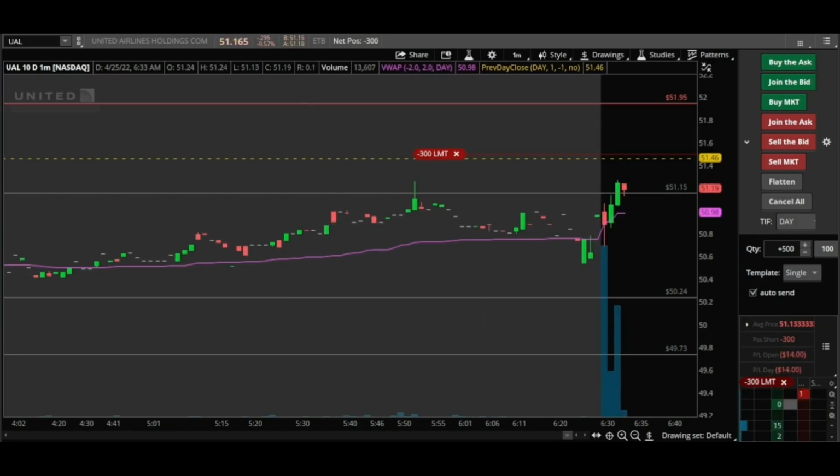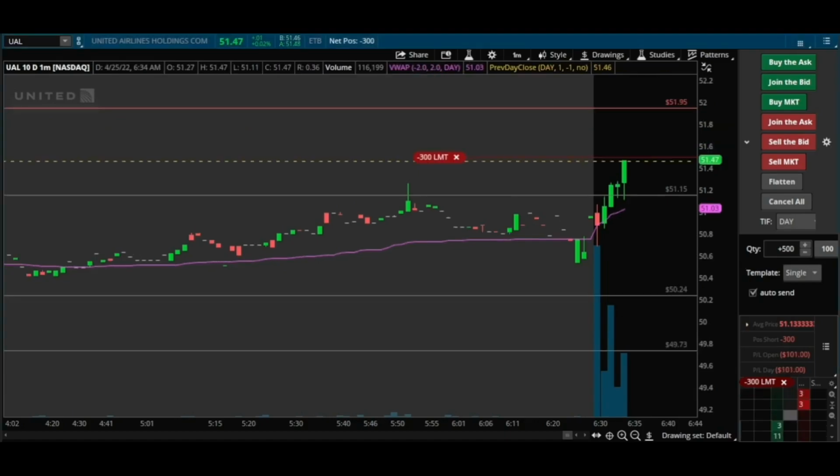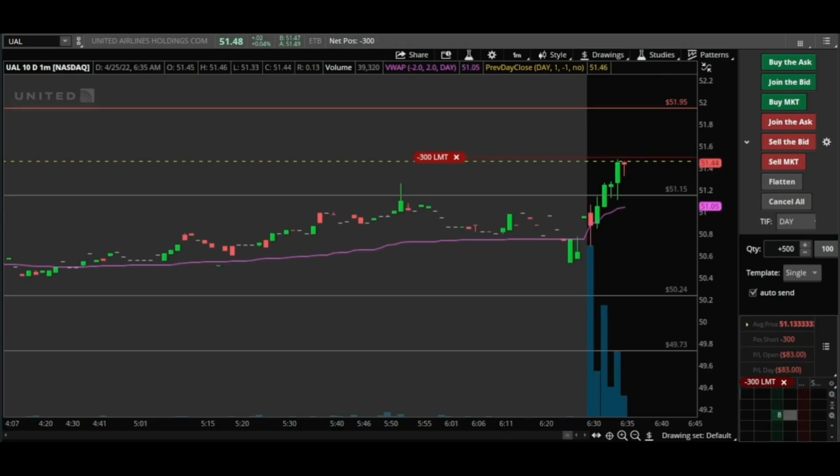And you notice I have an order up higher near the dashed yellow line. The yellow line, 51.46, is the previous day's close. So it's a perfect spot for a stock to bounce off of. So I left an order just above that, and I'm hoping that it fills me, and it just did. So now I've got my full position short UAL, 600 shares.